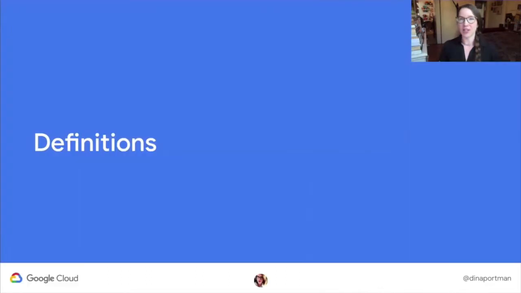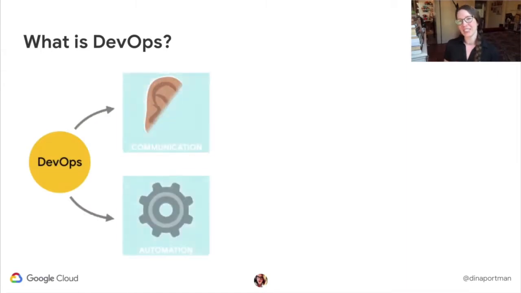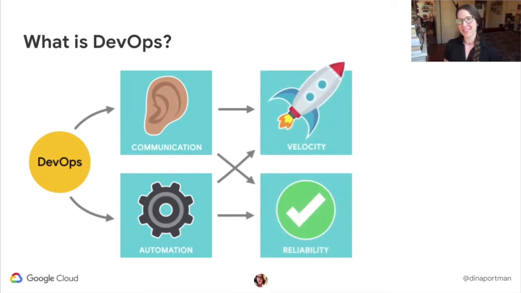Okay, let's start with some definitions so we're all on the same page. First of all, what is DevOps? Well, there are a lot of definitions for DevOps, but this is the one that we're going to use. DevOps is an organizational and cultural movement that aims to increase software delivery velocity, improve service reliability, and build shared ownership among software stakeholders. In other words, DevOps is a way of using communication and automation to increase velocity and reliability to make happy users.